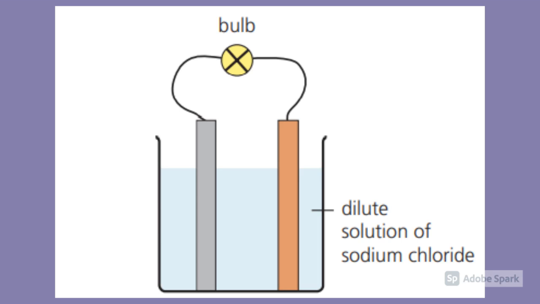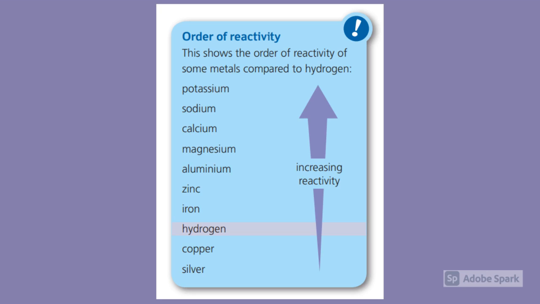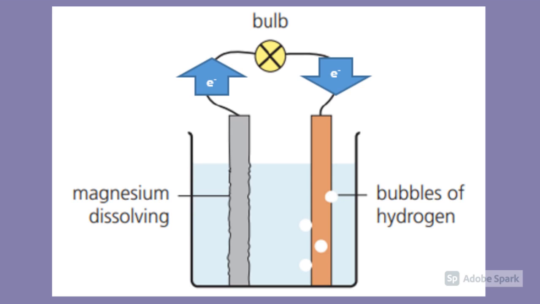A current flows. Leave it for a little while longer, and what you find is that bubbles of hydrogen start to form on the copper strip, and the magnesium strip begins to dissolve into the solution. So what's going on? Well, magnesium is more reactive than copper in the reactivity series, so the magnesium atoms have a greater tendency to give up their outer shell electrons and go into solution as ions. Now, the electrons from the magnesium atoms flow along the wire to the copper strip as a current.